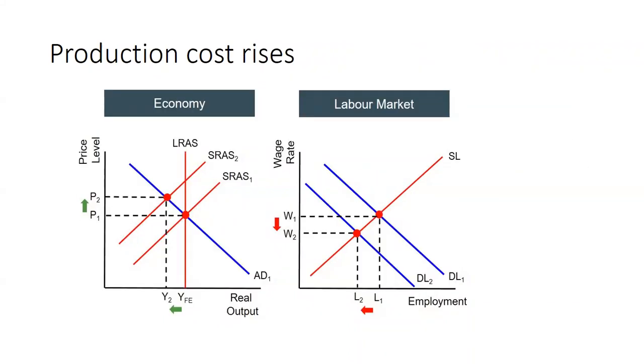Now, number 10, which of the following would cause stagflation? Well, anything that causes the short run aggregate supply curve to shift left is going to cause stagflation. So it's D as in dogwood, short run aggregate supply shifts left, which is under the economy graph.